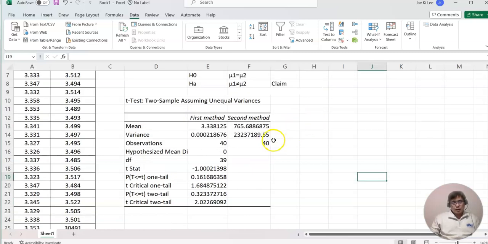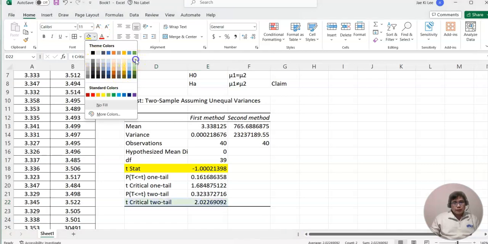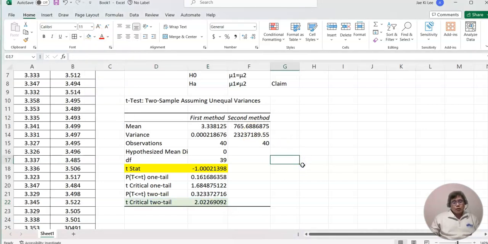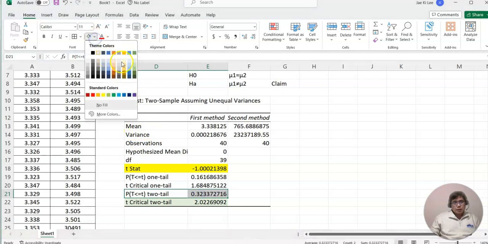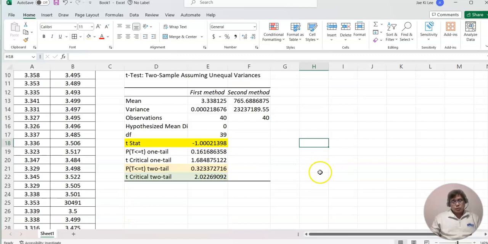Then we are looking at the t statistic value, and then the t two-tail critical value, this one. When you want to use the p-value test, we are using the p two-tail p-value. Let's make a conclusion based on the p-value first. So the p-value equals 0.3233, something like that.